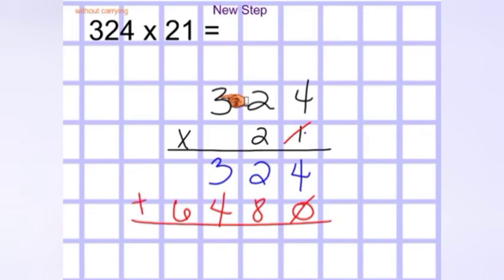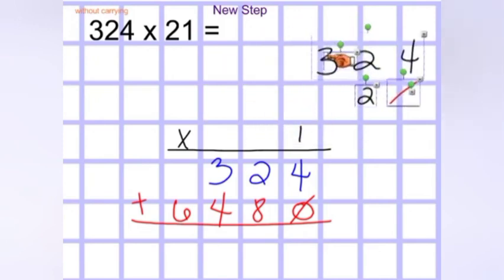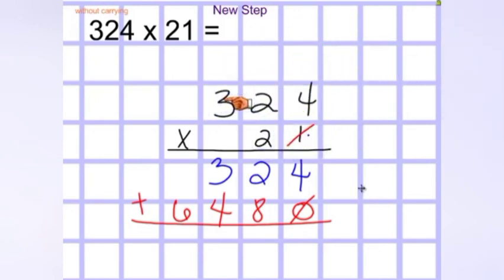4 plus 0 is 4. 2 plus 8 is 10. Put the 0 down, carry that 1. 1 plus 3 is 4, plus 4 is 8. And 6 plus nothing is 6. So we have 6,804.